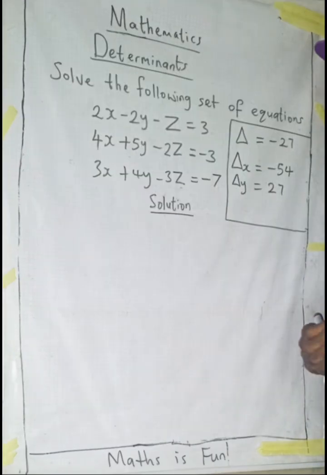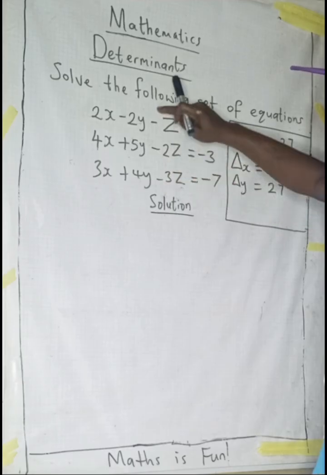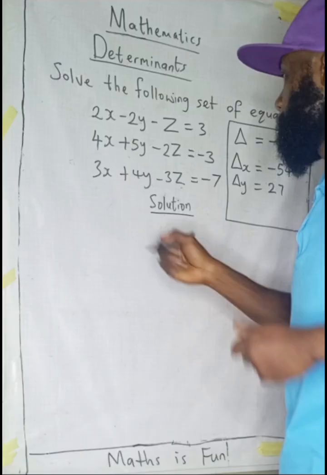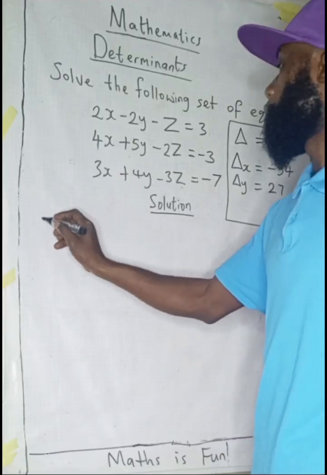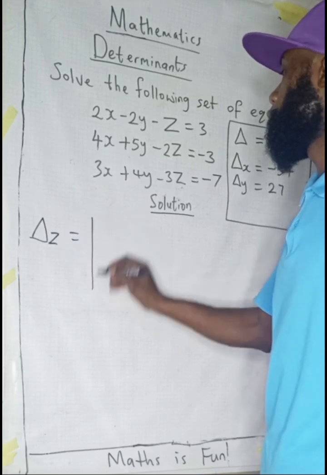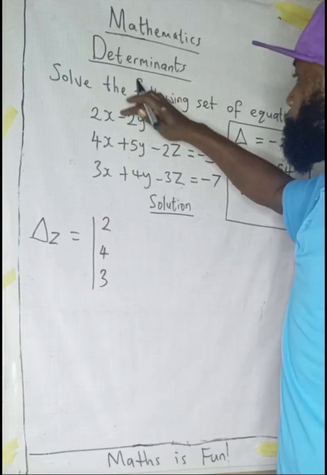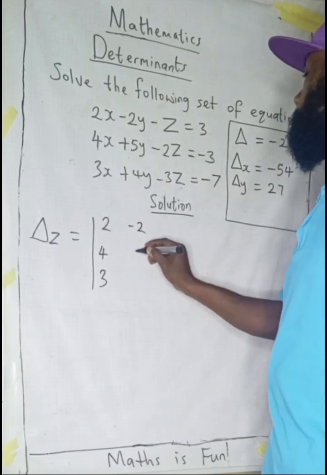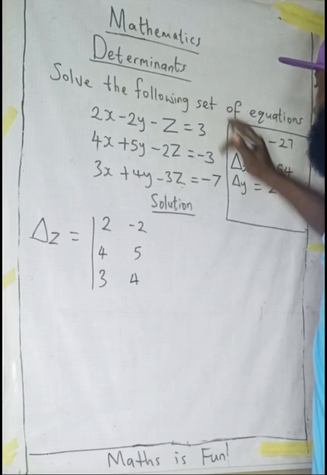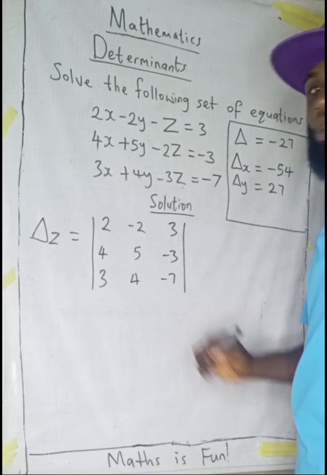Then we find the value of z. So we are going to change the coefficient of z to what we have here, to have 2, 4, 3. That will be the change in z. 2, 4, 3 minus 2, 5, 4. Then we have no longer these ones, but 3 minus 3, minus 7. Right?